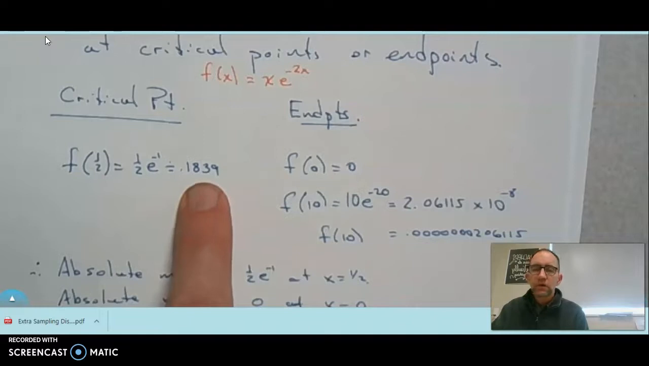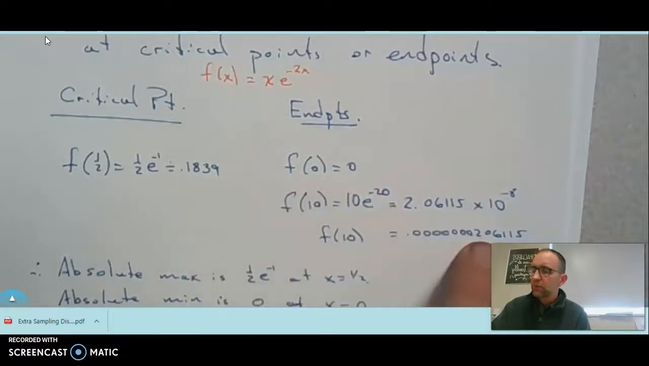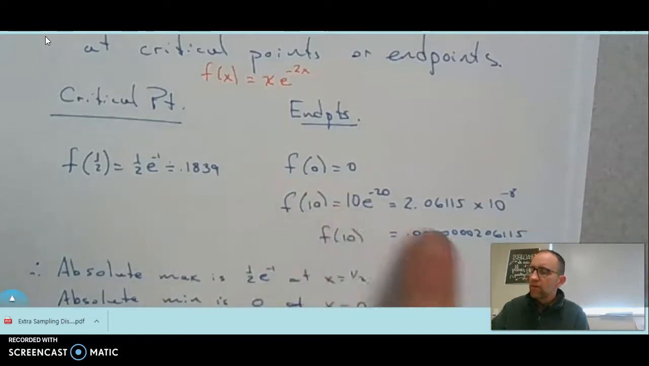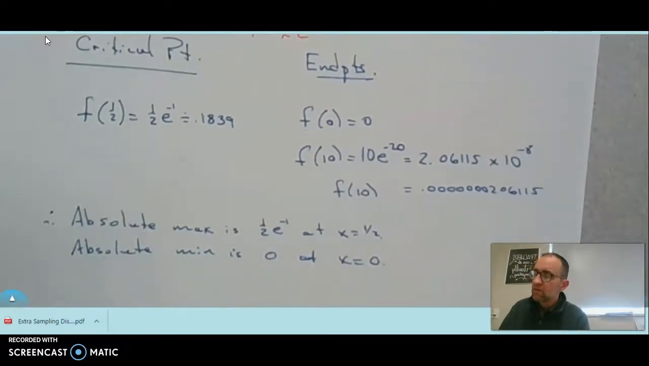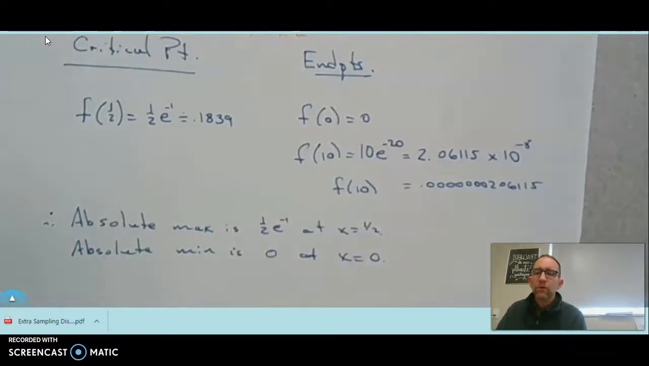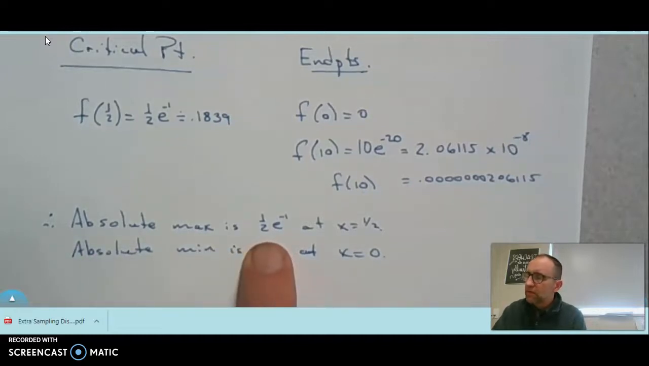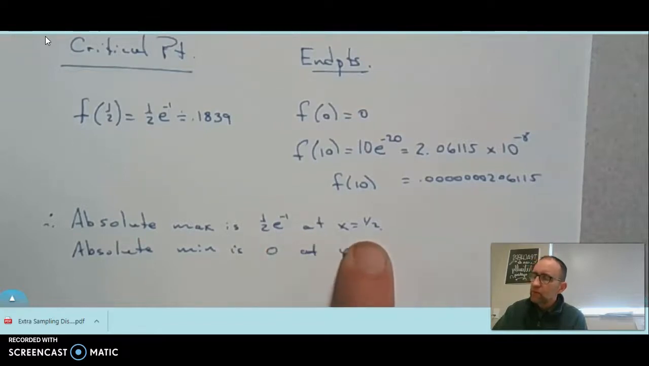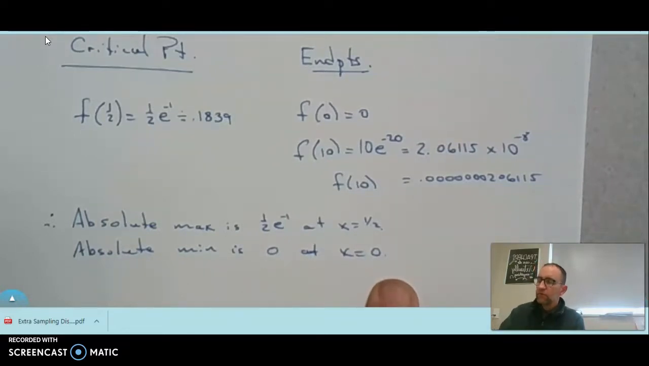So this place right here would be our maximum. It's the biggest of the critical points' y values and the endpoints' y values. And the minimum would be the smallest of the critical points' y values and the endpoints' y values. So in this case, that would be at 0. So the absolute max is 1/2 e to the negative 1, and that's at x equals 1/2. And the absolute min is 0, and that's when x is equal to 0 as well. So I hope that helps you with the two AP review questions.